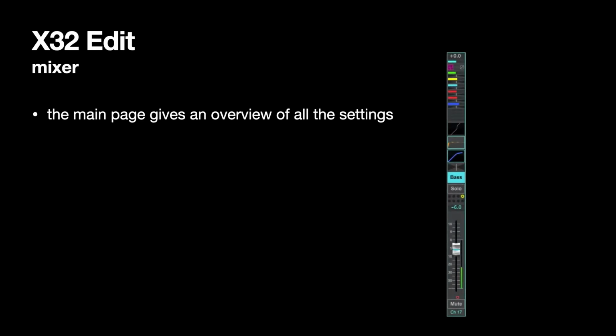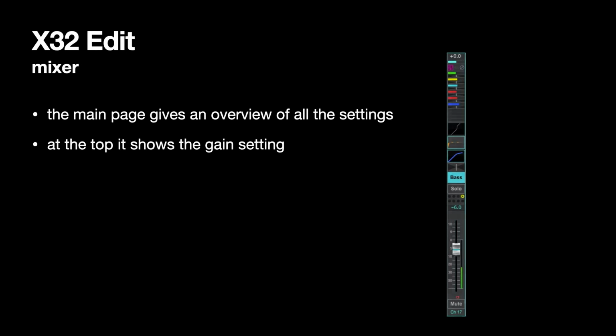So if we look at the channel 17, which is the bass guitar at the moment, channel 17 to 32, they're on the USB card, so they don't have phantom power. Channels 1 to 16, they're the physical inputs on the back of the X32 rack, so they have phantom power as an option that you can click on to turn it on or click off to turn it off.